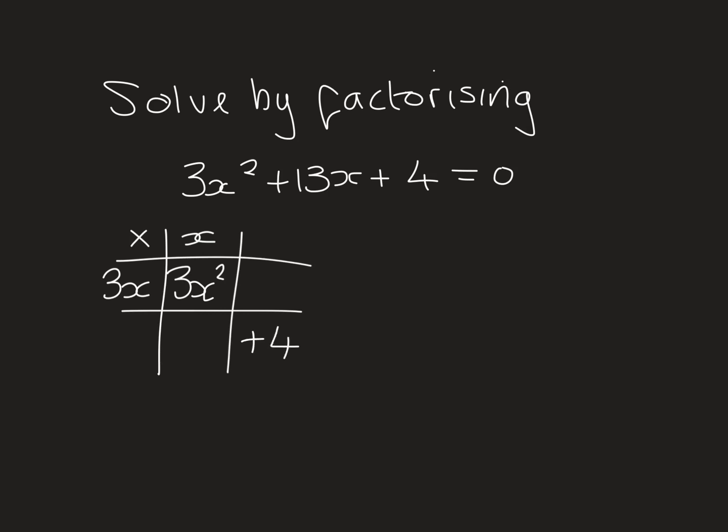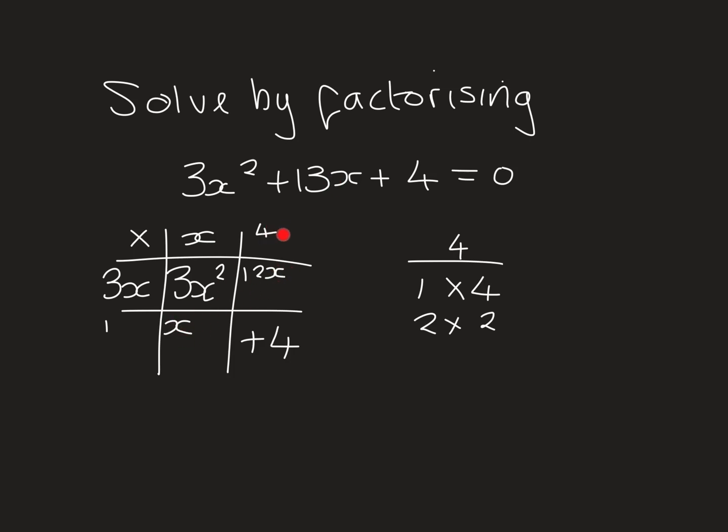Now, if I list my factor pairs of 4, 1 times 4 or 2 times 2. This is where I need to start thinking. So if I put the 1 and 4 in, I'm going to end up with 4 times 3x, which is 12x, and x times 1, which is x. And does that make 13x? This one, it actually has made 13x straight away.